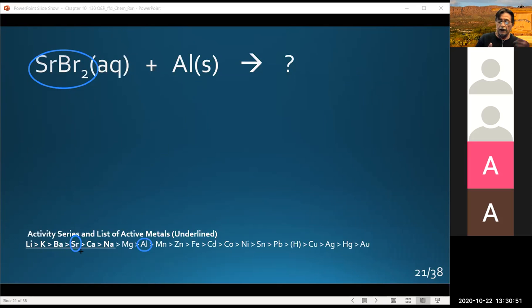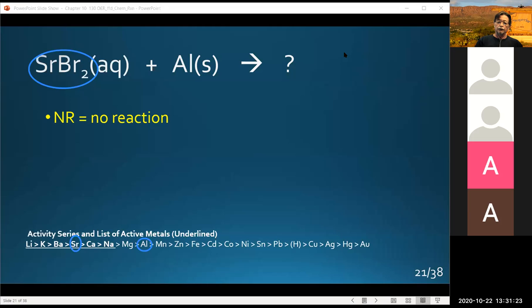Okay. So after we determine which metal is more reactive, we don't care whether it's ionic or elemental, just which metal is more reactive, strontium or aluminum. This activity series says strontium is. Then you ask the second question, is the most reactive metal in ionic form? And it is. It's a compound. It's strontium bromide. Therefore, this reaction would not occur. Okay? There would be no reaction.